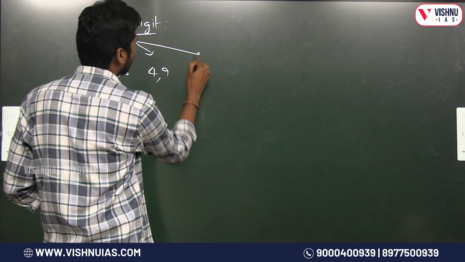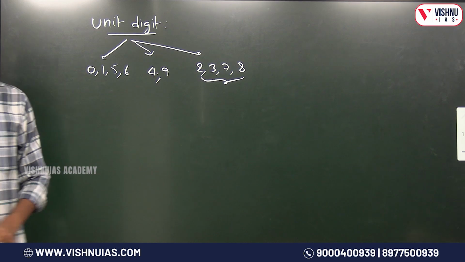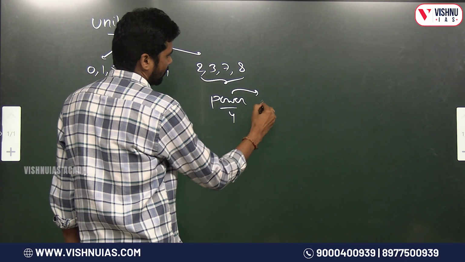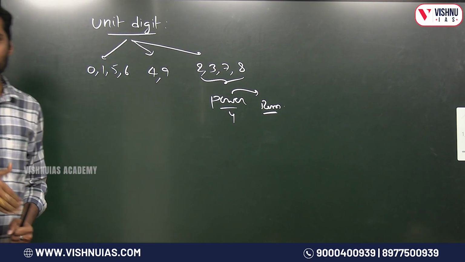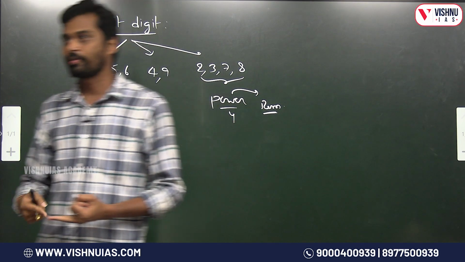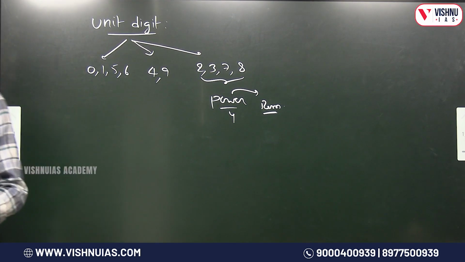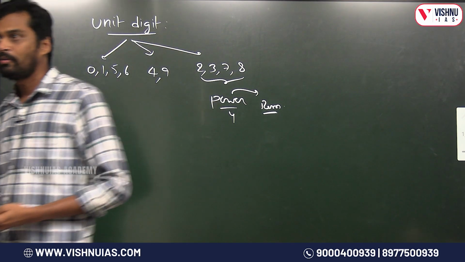Okay. So the next one is 2, 3, 7, 8. What is the logic for these numbers? Divide the power by 4 and we take the remainder. If the remainder is 1, then we take the 2 power 1, or 3 power 1, or 7 power 1, 8 power 1. Remainder 2 means that we take the power 2, 2 square. And if the remainder is 3, then we directly take the 2 cube. If the remainder is 0, then we will take that power 4.